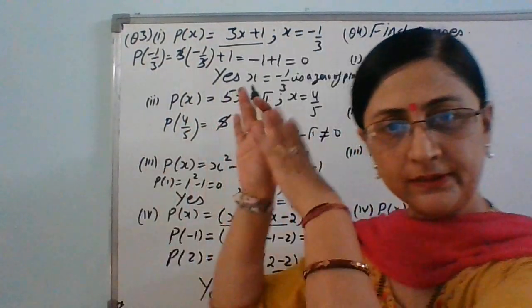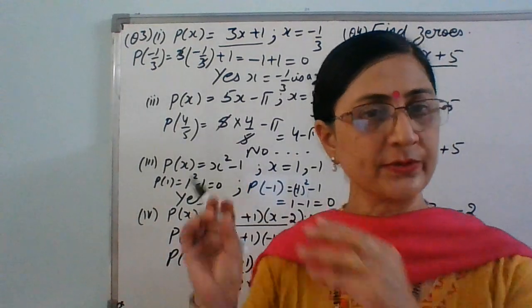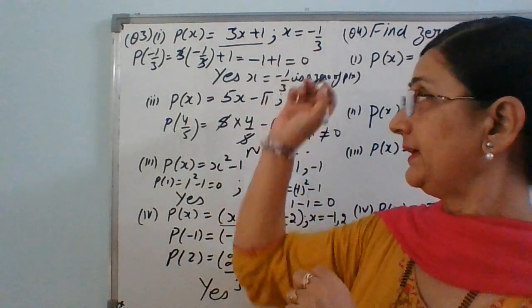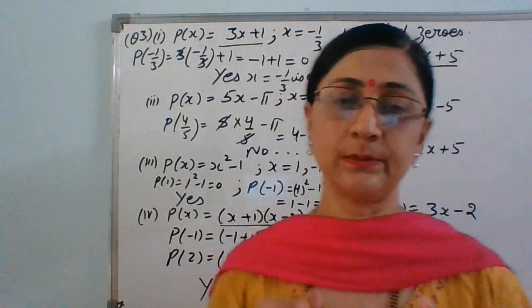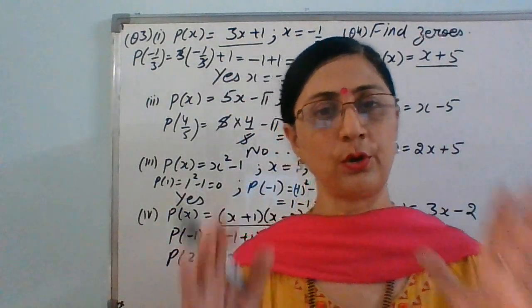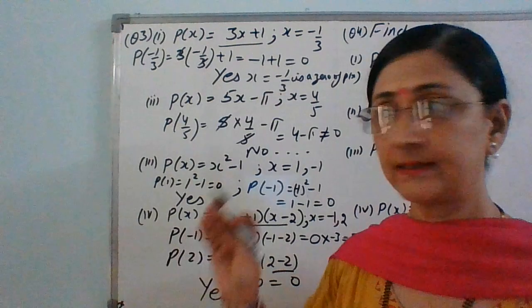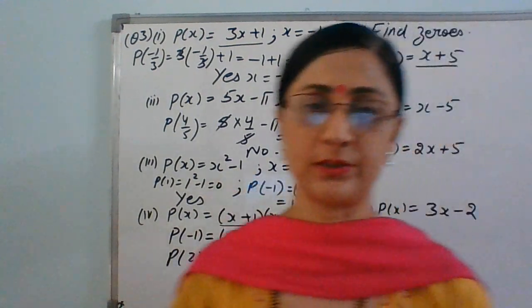So in this question we have just checked those values given here, substituting these values in place of the variable and checking whether the polynomial is 0 or not. So if it is 0, write yes. If it is not 0, write no, it is not a 0.